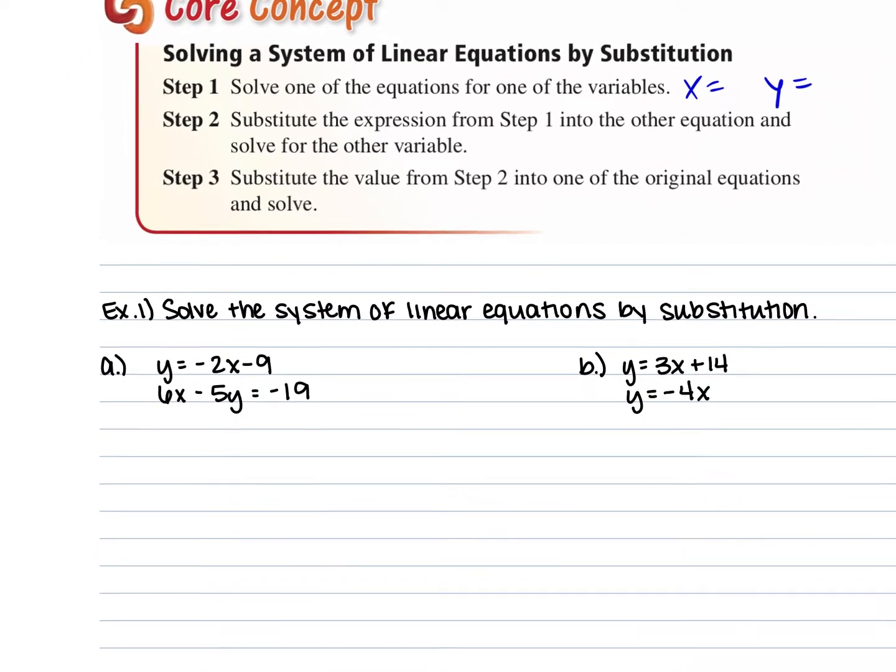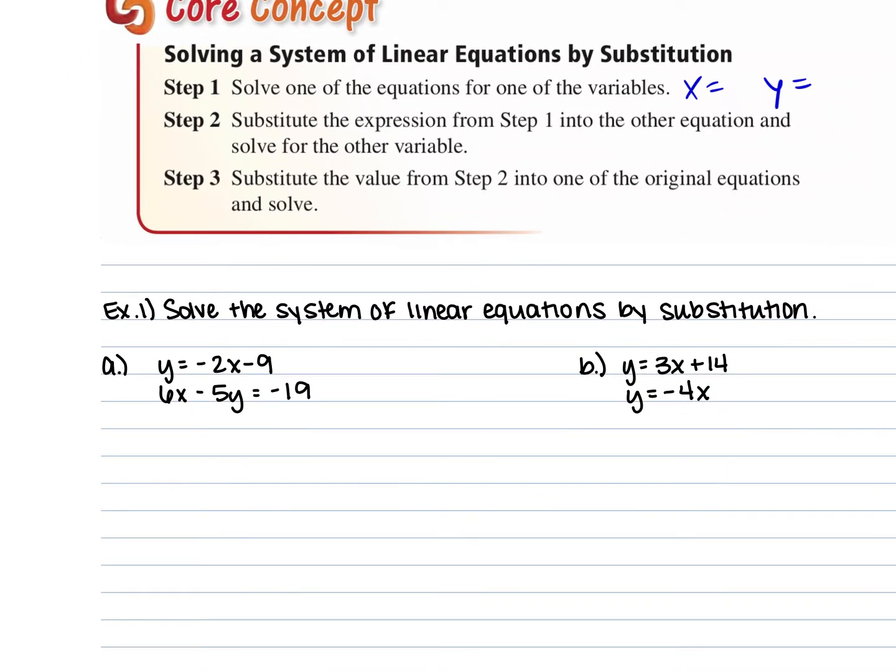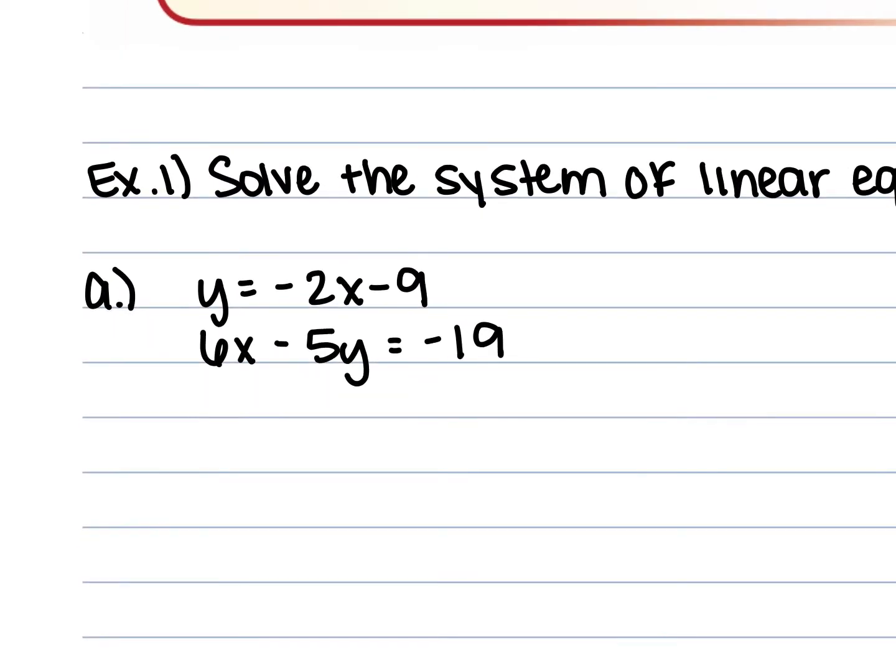So let's look at number 1a. We have to solve the system of linear equations by substitution. Step one is to have either x equals or y equals. Do I have that in A? Yeah, the first equation is y equals negative 2x minus 9.